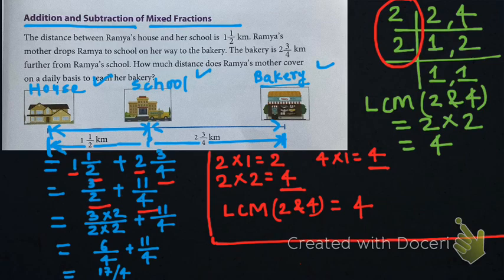Now students, you had total 4 parts, and in the denominator you have 17 parts. So you write 16 plus 1 because 16 comes in 4's table. Here you have 4 kilometer plus 1 upon 4 kilometers. So this is our answer. Total distance she covers is 4 1 upon 4 kilometer.